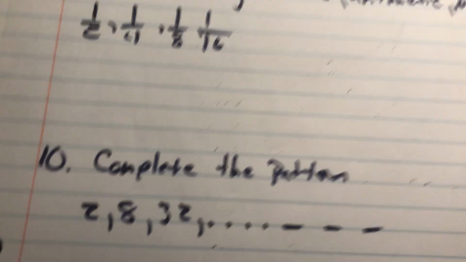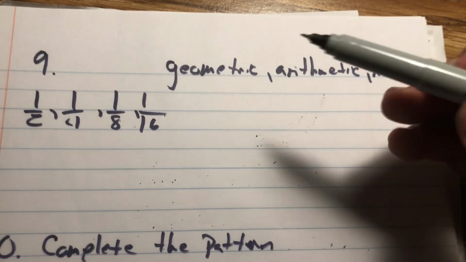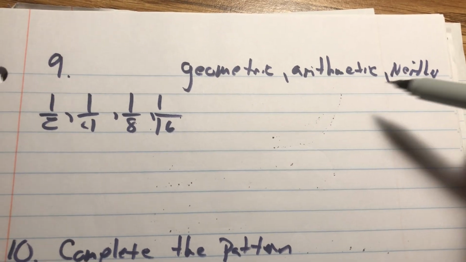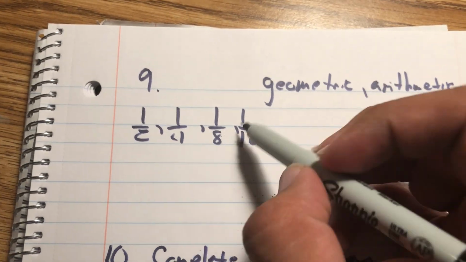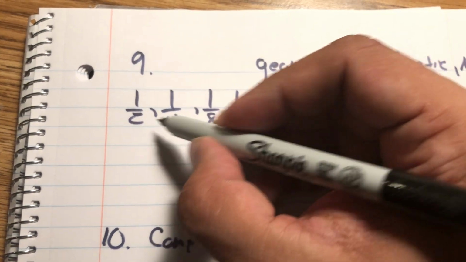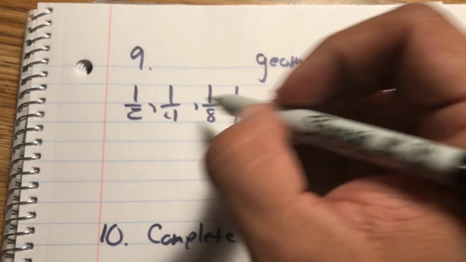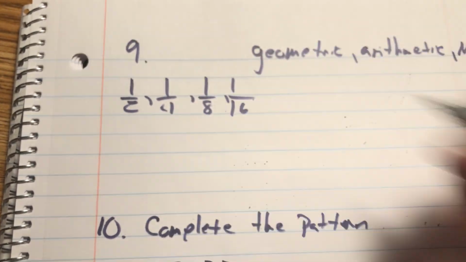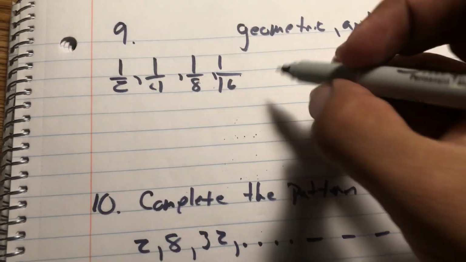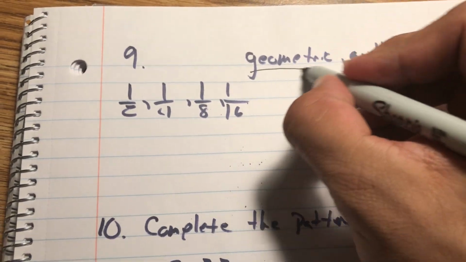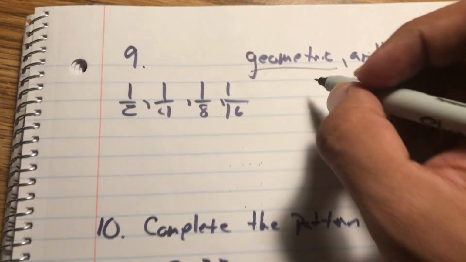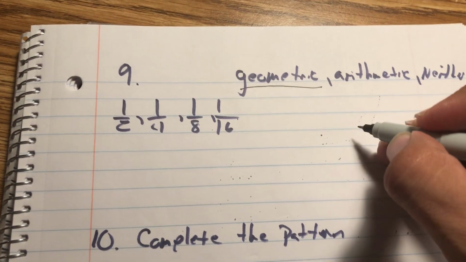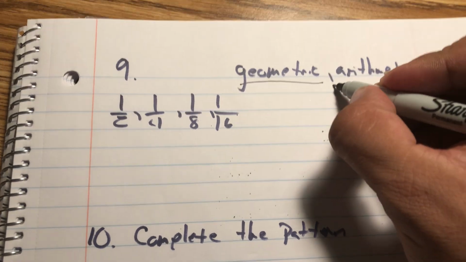For number 9, is it geometric, arithmetic, or neither? Geometric is the same thing as exponential. It has to be multiplying by something every single time. So this is going down, so it's multiplying by a half every single time. So this is geometric. If it was just adding a half, like it said 1/2, and then 1, and then 1.5, and then 2, and then 2.5, that would be arithmetic.